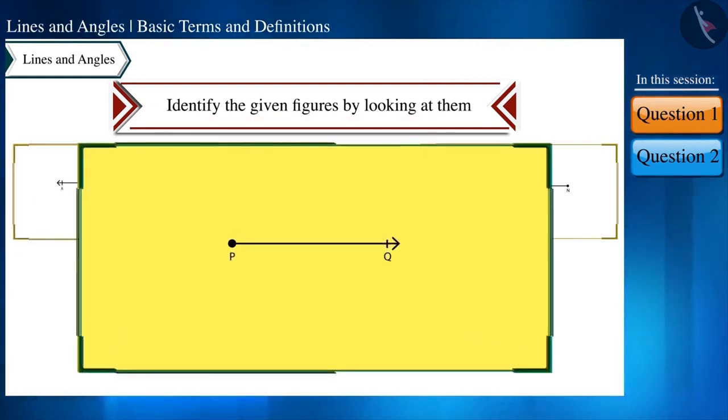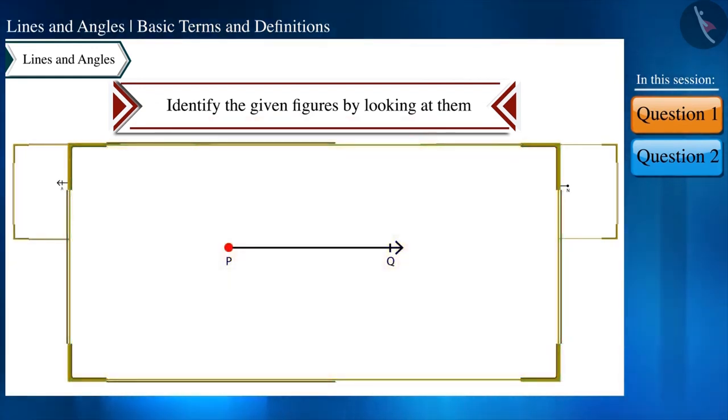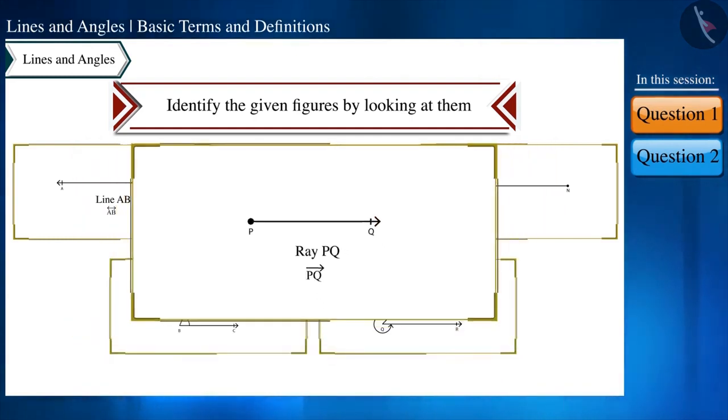Look at the second figure. Here on one end is a point, and on the other end there is a symbol of an arrow. That is, it can be extended further in only one direction. So this is a ray PQ, and we represent it like this.